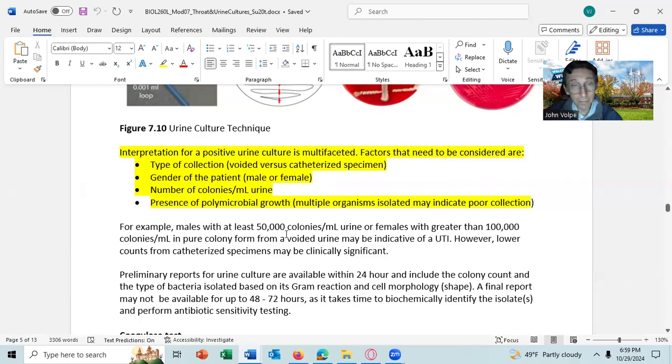Males generally have about 50,000 colonies per mil of urine, and females greater than 100,000 colonies per mil with voided urine, meaning a clean catch method. But you normally get lower counts from a catheterized specimen. And usually with the suprapubic aspiration, all of the bacteria you get come from the urine. Usually.